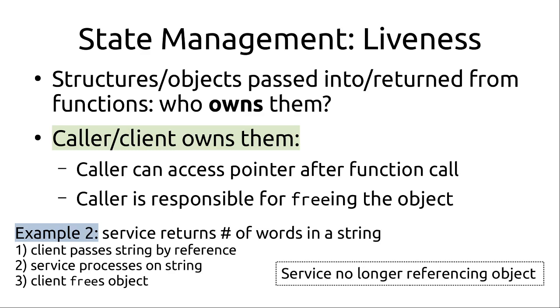Let's go through another example, just a simple service that returns the number of words in a string. So we pass in a string as an argument and it returns the number of words, right? So the client passes a string by reference, the service processes the string, and then returns the number of words, but because the caller, the client, owns the reference to that string, it can then still access that string and it can free it. After that point, the service should not access that string, right? So this all makes sense. The service no longer is referencing that string because it doesn't own it. So therefore, all of this works.